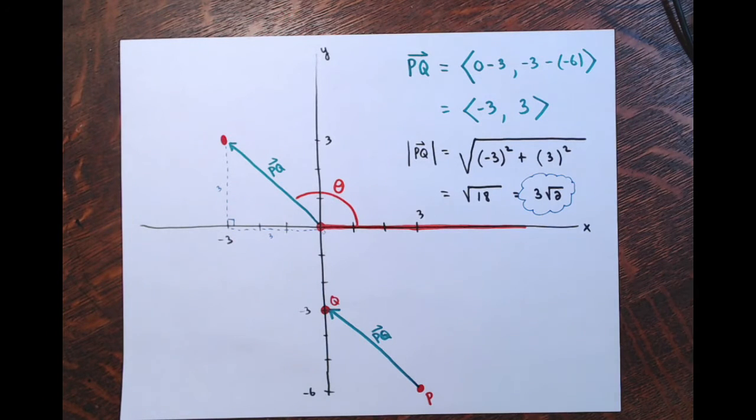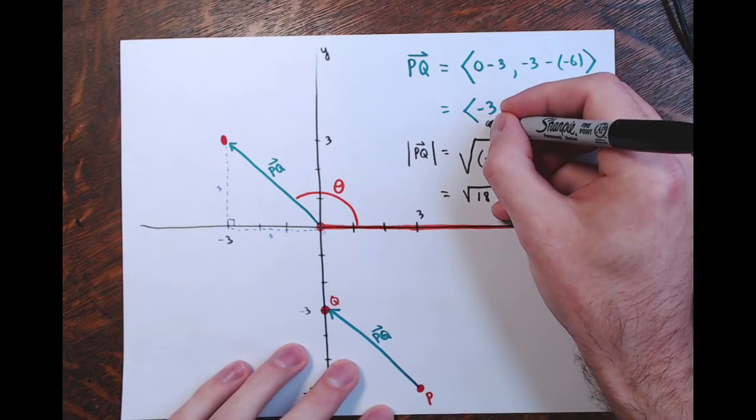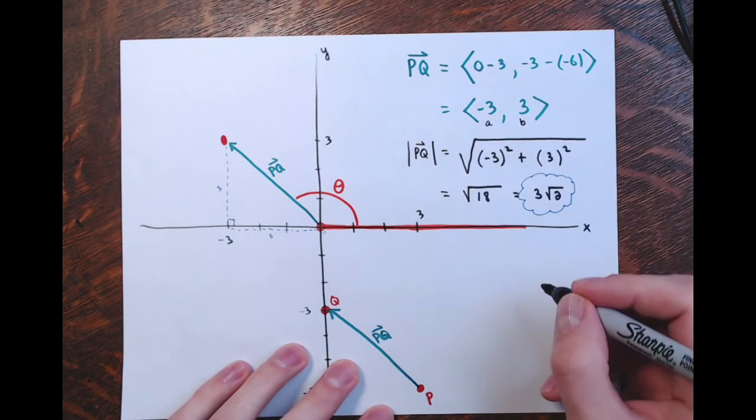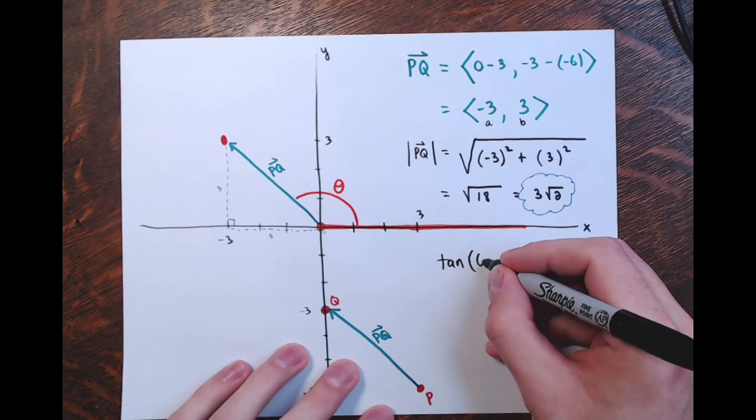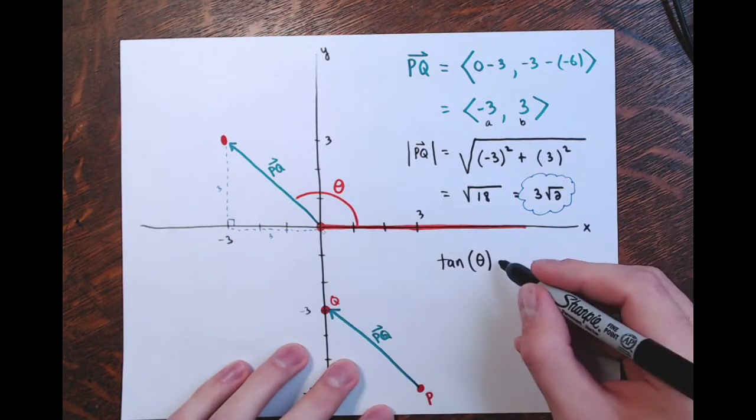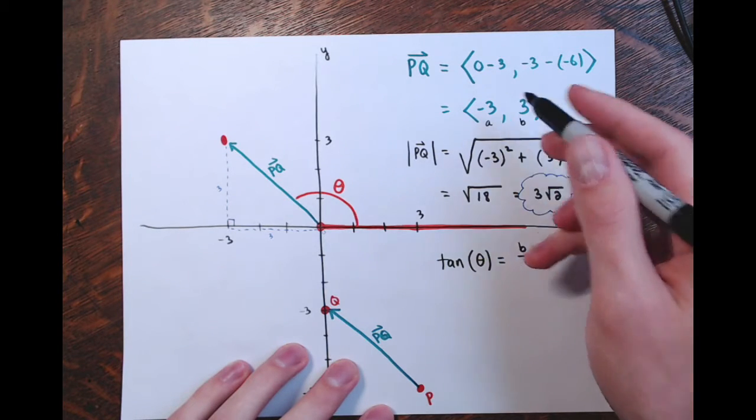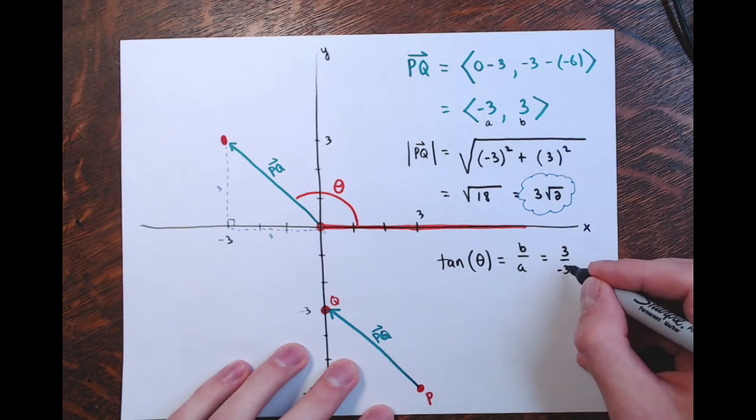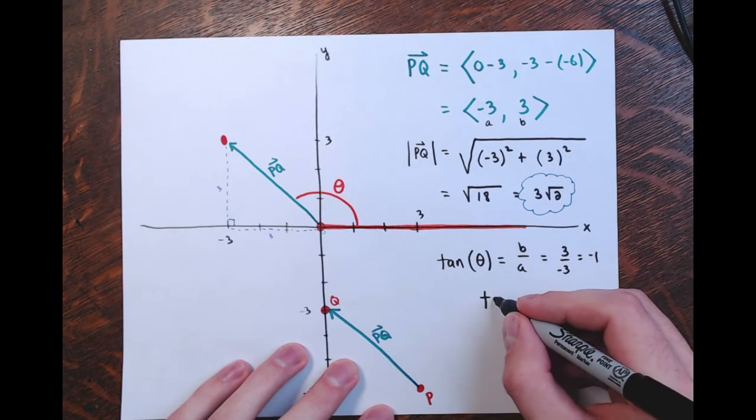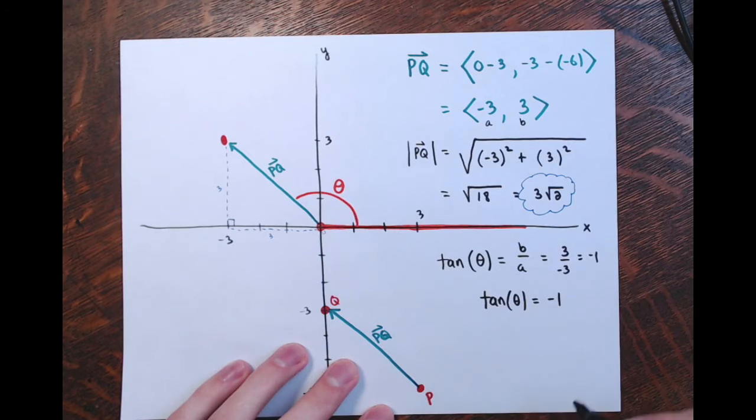Now, if you want to use the relationships that were brought up last time, remember, if I call the first component A and the second component B, remember the tangent of this angle theta I just drew will just be the y component, or the second component, divided by the first, b divided by a, or 3 divided by negative 3, which is negative 1. Right, so the tangent of theta is negative 1.